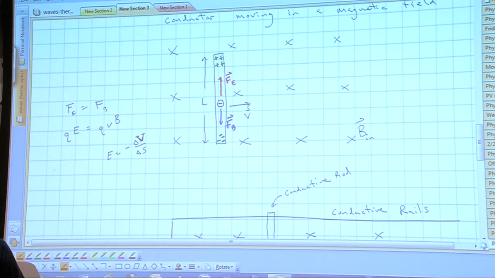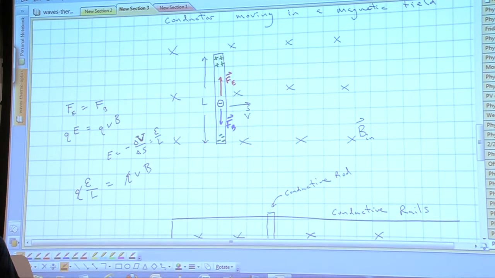So I'm going to substitute in here, and I'm going to use a script E for the voltage because I've already got a V for my velocity. If I have a V for my voltage, it's going to get a little confusing. So I'm going to use this script E for EMF that we use a lot. So that's the voltage divided by the length, the distance between the positives and the negatives. And that gives me the electric field inside the rod. And that has to equal QVB.